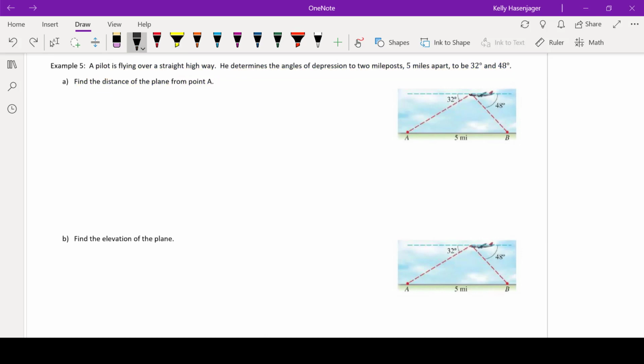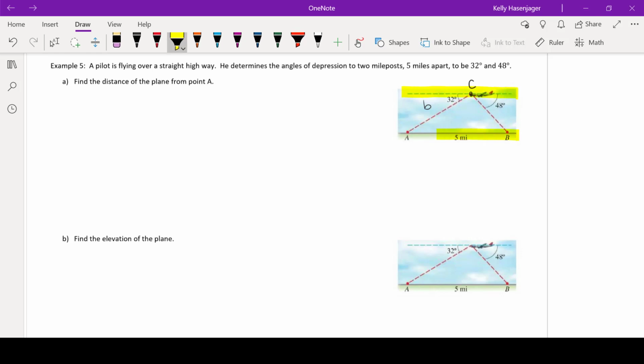So we'll just go ahead and label the plane as point C. So the distance between the plane and point A is now highlighted on our diagram. We'll label that as B because it's across from angle B. So we have a triangle, but we don't have any angles given.